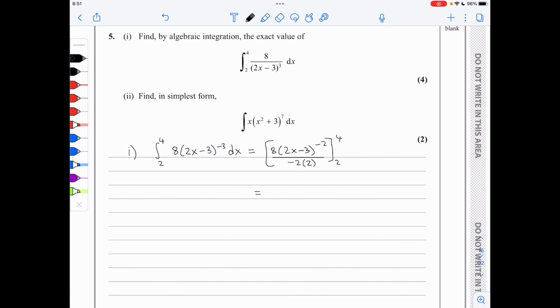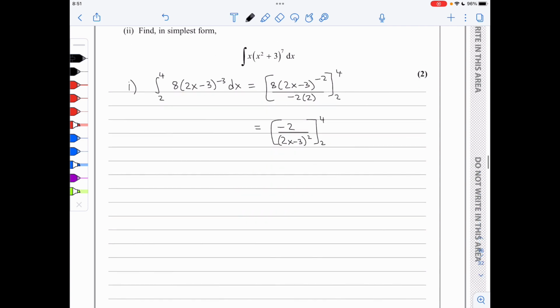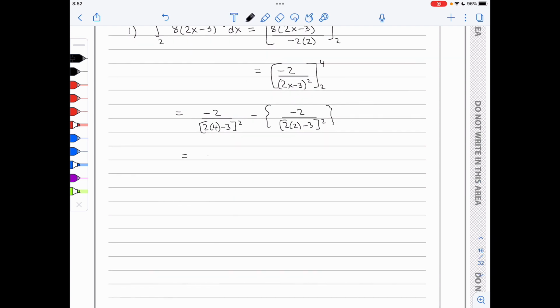So this means I've got minus 2 over (2x minus 3) squared from 2 to 4. So I will start by substituting the upper limit, which will give me minus 2 over (2 times 4 minus 3) squared, minus the lower limit substituted, which is minus 2 over (2 times 2 minus 3) squared. So this gives an answer of minus 2 over 25 plus 2, which gives me 48 over 25.